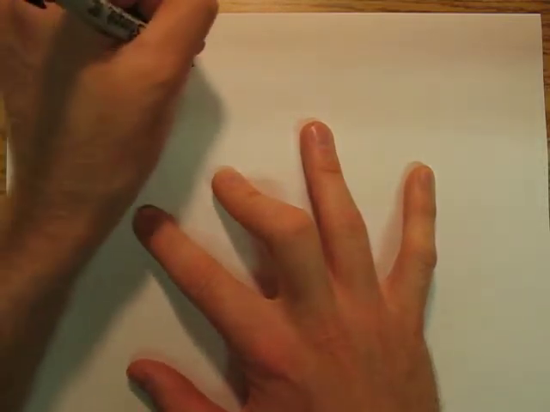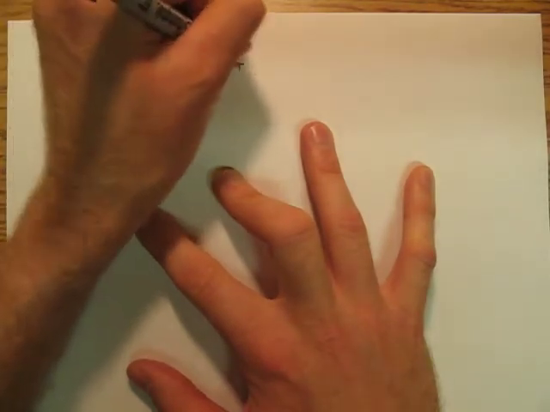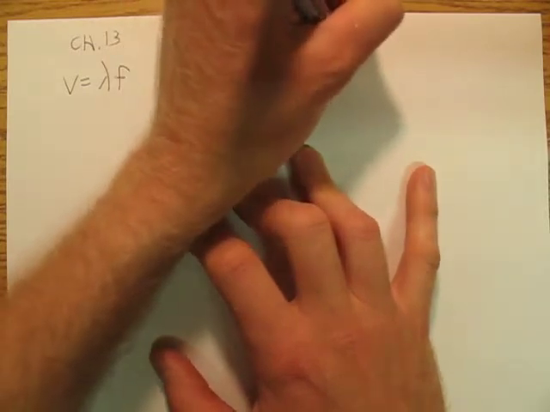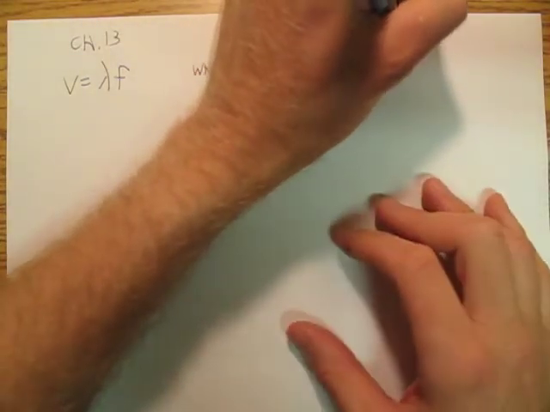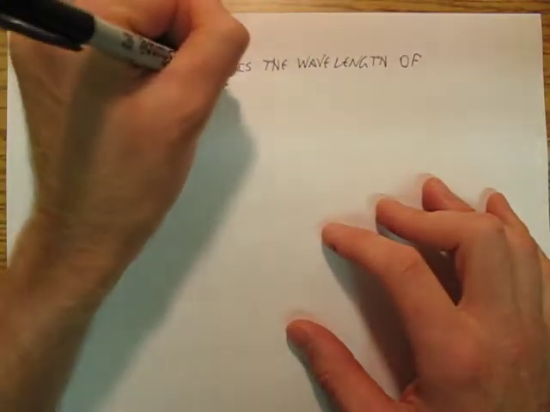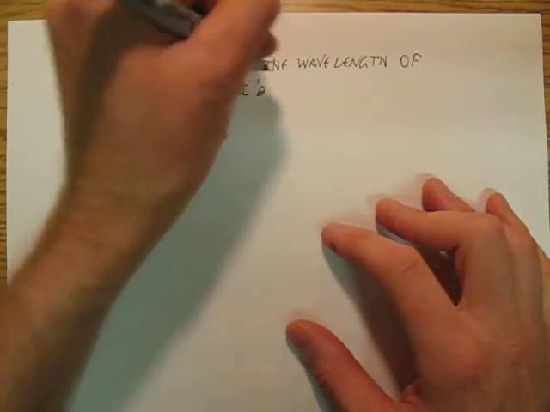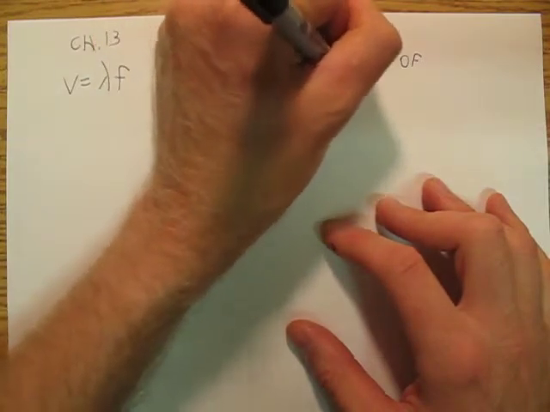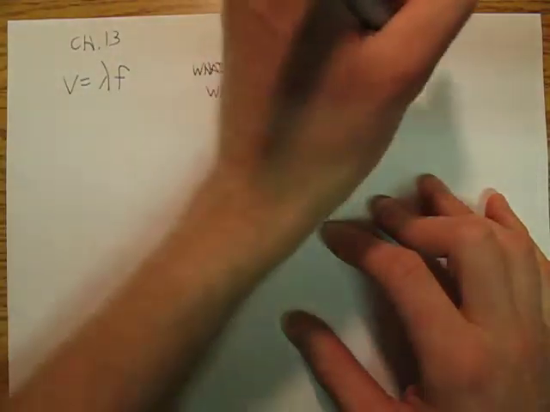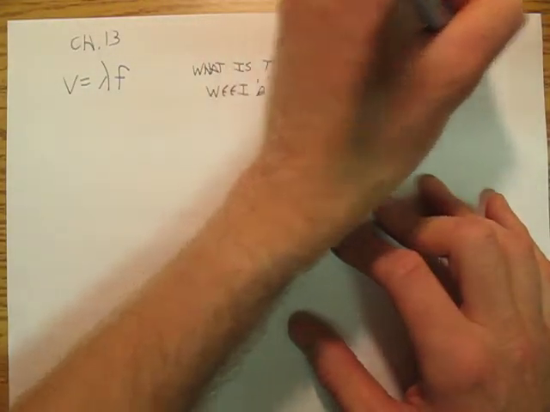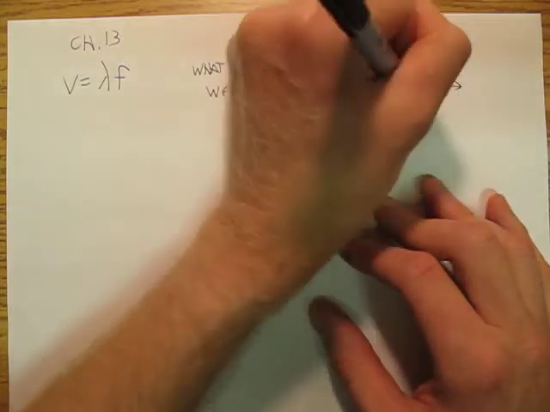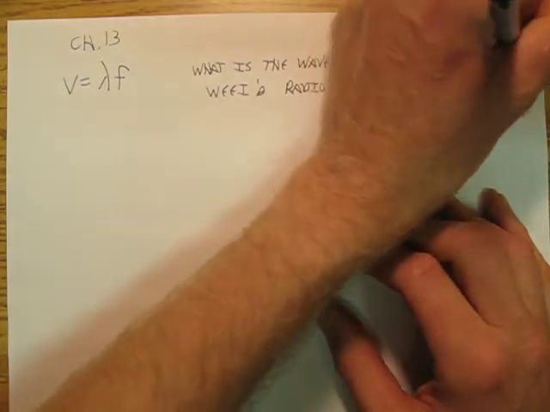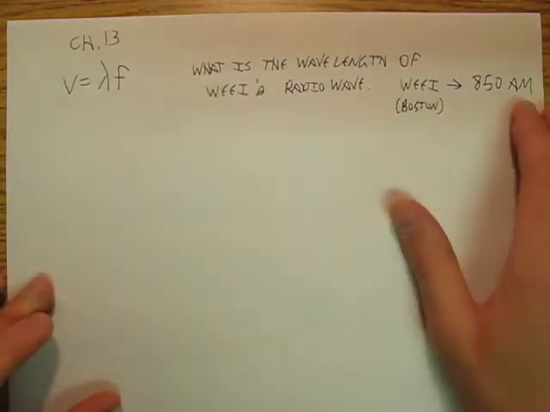I want to know what is the wavelength of WEEI's radio wave. Well, WEEI transmits out of Boston at 850 AM. Well, what does AM mean?